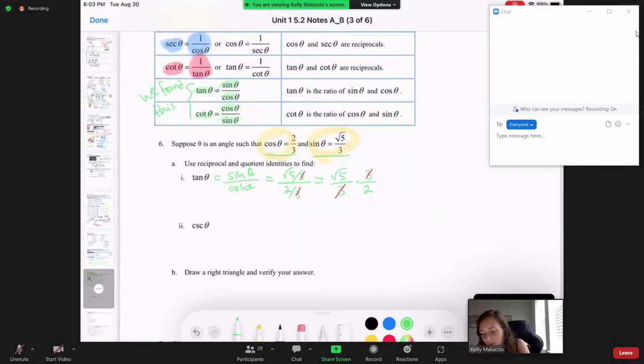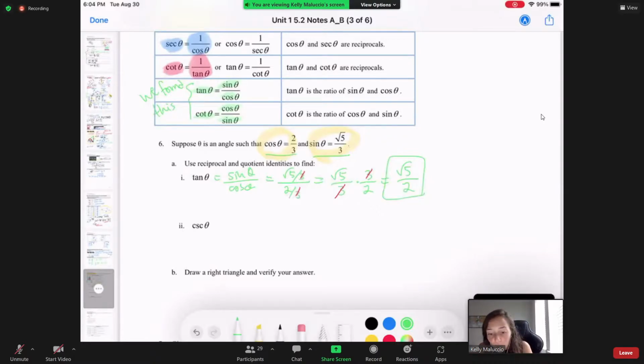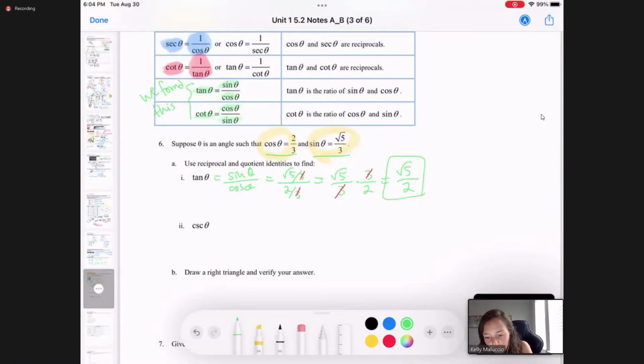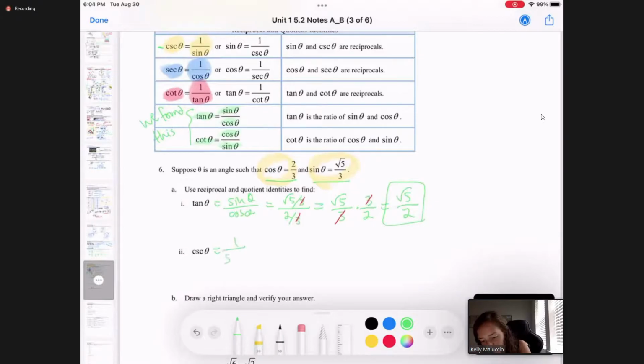So my final answer is just going to be square root of 5 over 2. I don't have to rationalize that. Now remember cosecant, it's up above, but also right here. You should know that's just 1 over sine of theta. So that's 1 over square root 5 over 3, which is the same thing as 3 over square root of 5. Then we will rationalize this and we will get 3 square root of 5 over 5. Perfect.